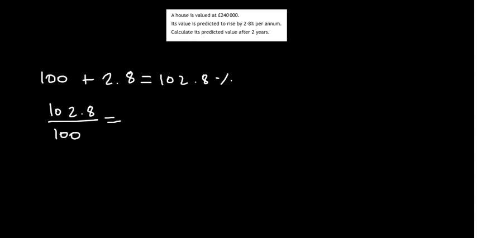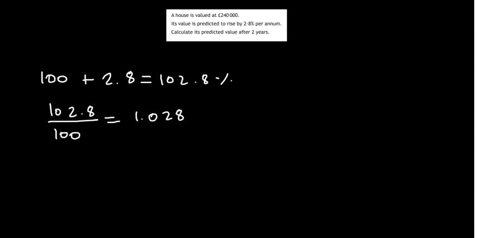So we start by finding the factor of increase, because we're told it's a 2.8% rise. So we do 100 plus 2.8, and that gives us 102.8%. And then we would divide that by 100 to get the factor of increase. So that would just be 1.028. And then we would just raise that to the power of 2 because it's being increased for 2 years.